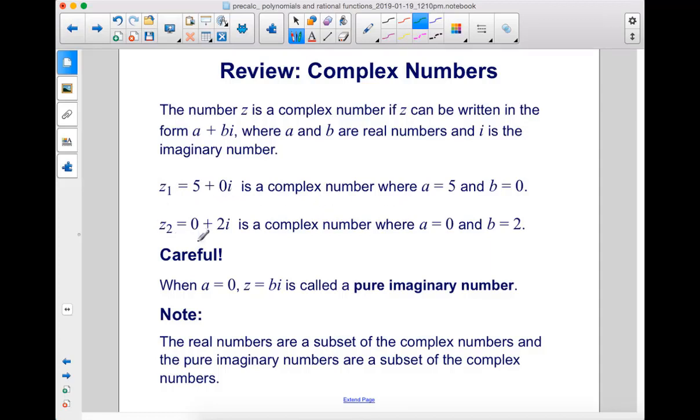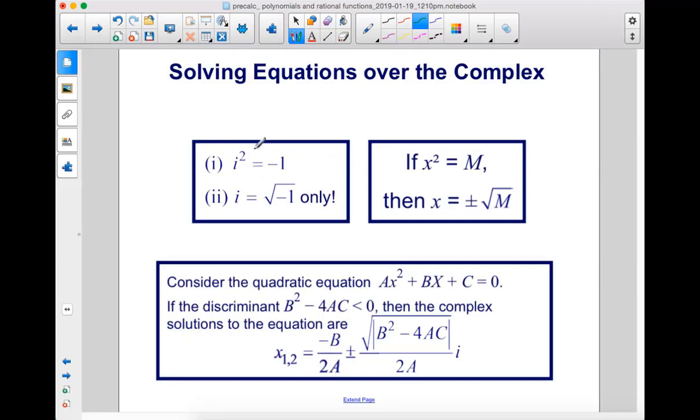z2 equals 0 plus 2i, and that's a complex number where a equals 0 and b equals 2. Careful, when a equals 0, z equals bi is called a pure imaginary number. Note, the real numbers are a subset of the complex numbers, and the pure imaginary numbers are a subset of the complex numbers. i squared equals -1. i equals the square root of -1 only.